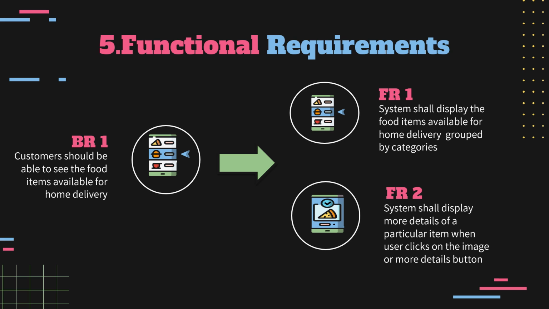FR1. The system shall display the food items that are available for home delivery organized by category. FR2. When the user clicks on the image or more details button, the system should display more information about the specific item. For each of these functional requirements, you can elaborate on the details of the requirement as well as supporting models, which we will cover in the following slide.